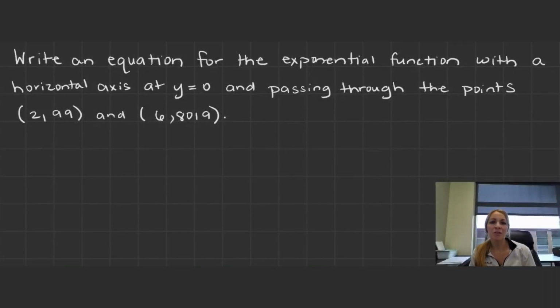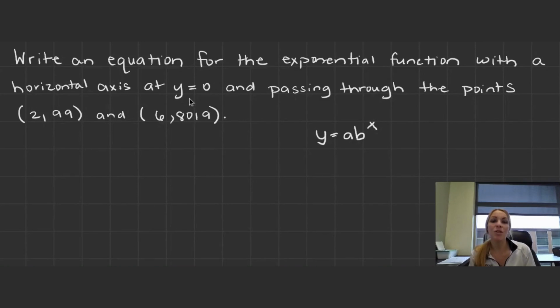Write an equation for the exponential function with the horizontal axis at y equals 0 and passing through the points (2, 99) and (6, 8019). To start this problem, we need to recognize that an exponential equation is written in the form y equals a times b to the x power.